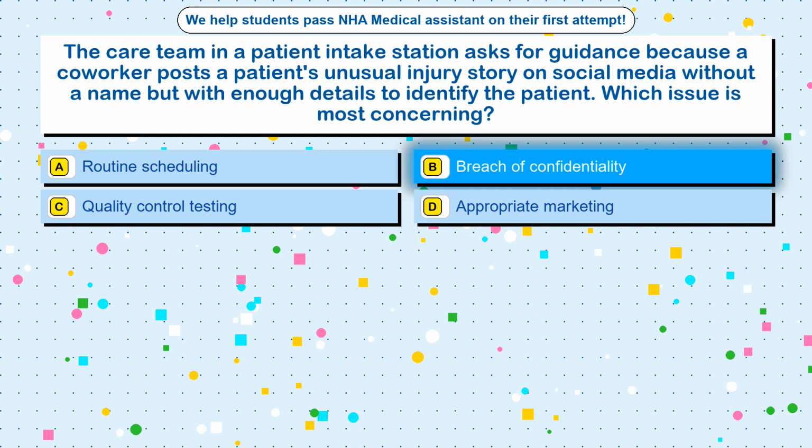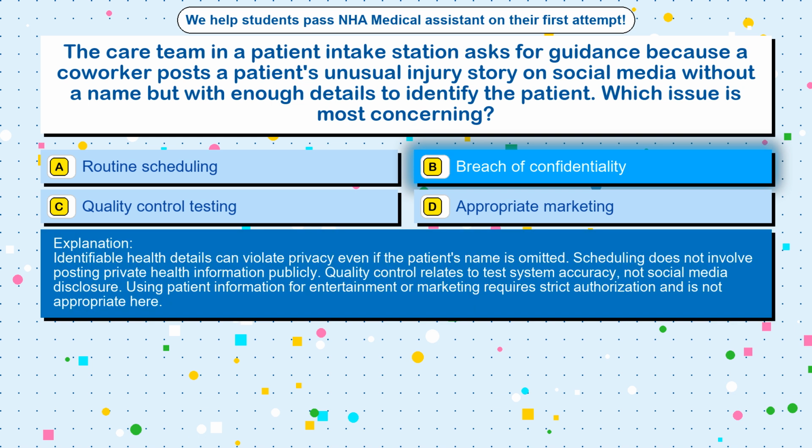The correct answer is option B. Breach of confidentiality. Identifiable health details can violate privacy even if the patient's name is omitted. Scheduling does not involve posting private health information publicly. Quality control relates to test system accuracy, not social media disclosure. Using patient information for entertainment or marketing requires strict authorization and is not appropriate here.